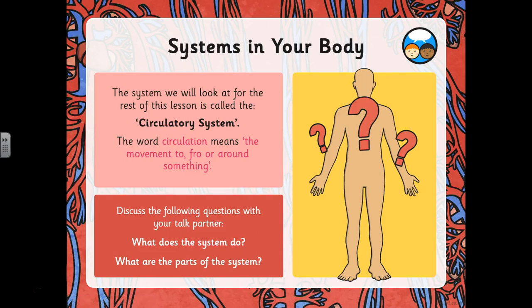Systems in your body. The system that we're going to look at for the rest of the lesson is referred to as the circulatory system. The word circulation means the movement to, fro, or around something. Discuss the following. What does a system do? What are the parts of the system?